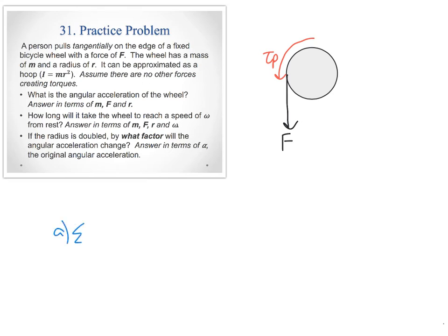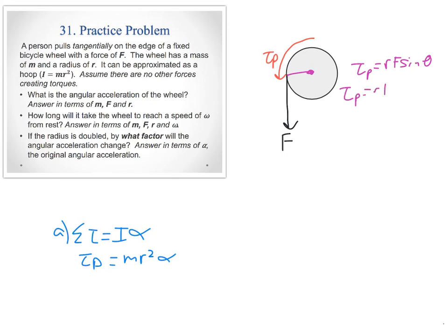We're going to start with the sum of the torques equals I alpha. In this case, the only torque we have is the torque from that pulling force, and that's going to be equal to my moment of inertia, which for the wheel is mr squared, times alpha, my angular acceleration. I'm going to take a second to solve for that torque from the pulling force, which is just going to be RF sine theta. The distance from the pivot, which is at the center of the wheel, is just the radius of the wheel.